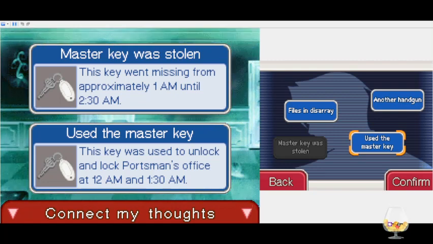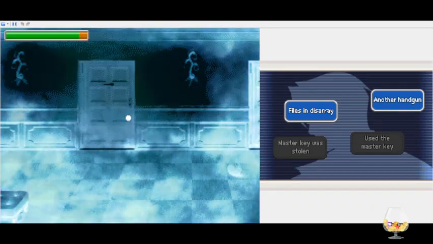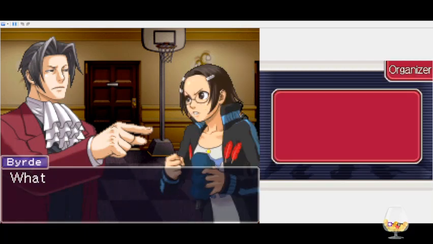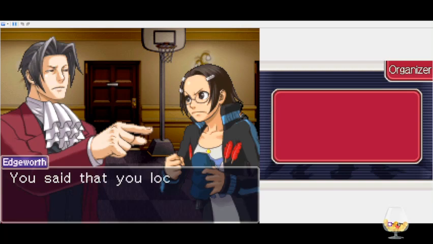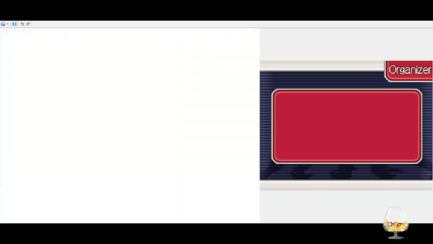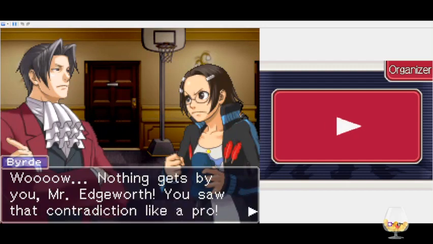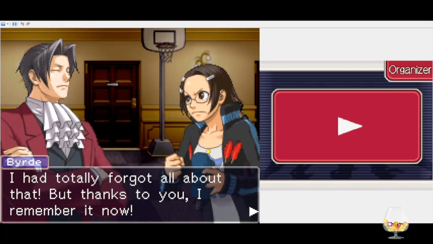But if Maggie used the key to lock his office at 1:30, that narrows our window even further, doesn't it? Miss Bird, I'm afraid there's a flaw in your story. What? No way, pal. I mean, sir, she's even borrowed his mannerisms. You said you locked up Mr. Portsman's office at around 1:30, correct? However, the master key had already been stolen at that time. Wow, nothing gets by you, Mr. Edgeworth. You saw that contradiction like a pro. I totally forgot all about that, but thanks to you, I remember it now.